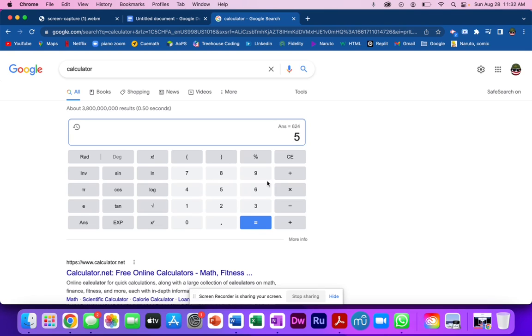58 times 52. 5 times 6 equals 30. And then you add 16, or 8 times 2. So 3016. It's also a very efficient method.